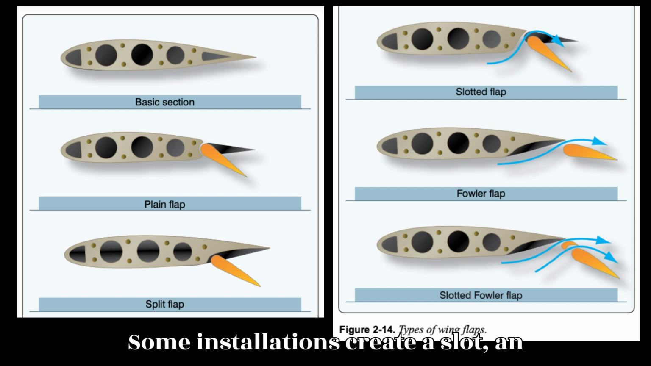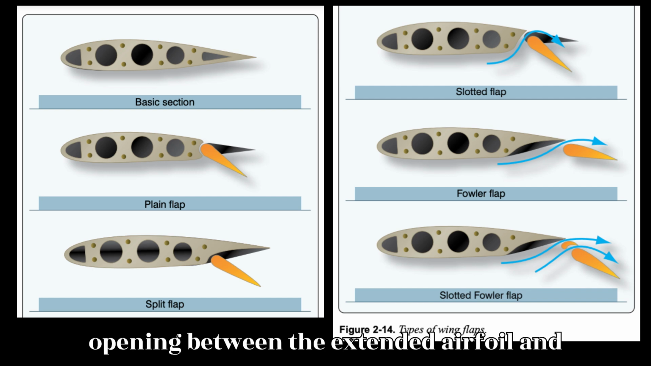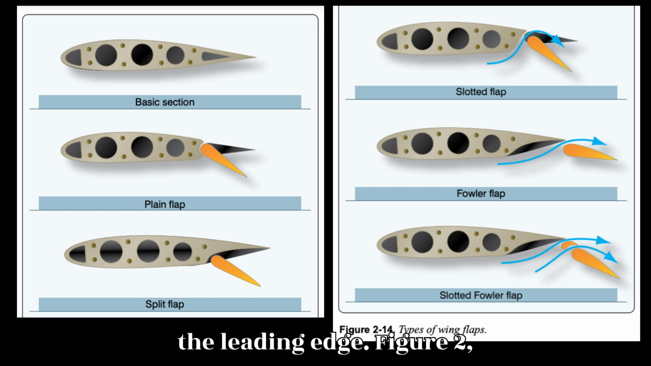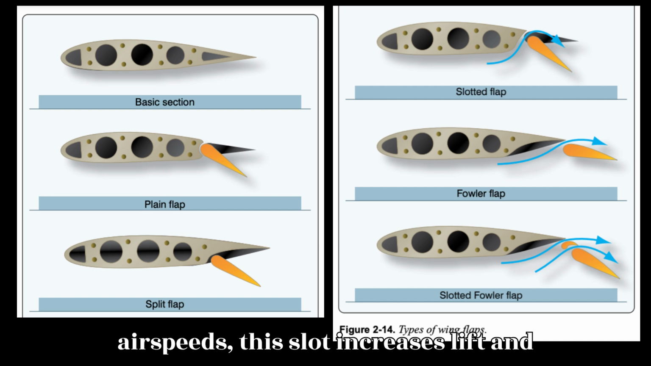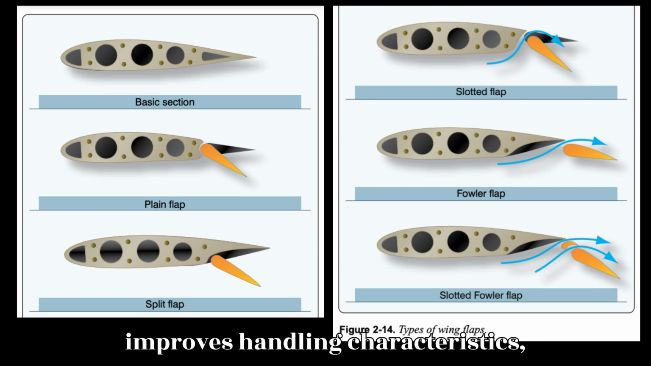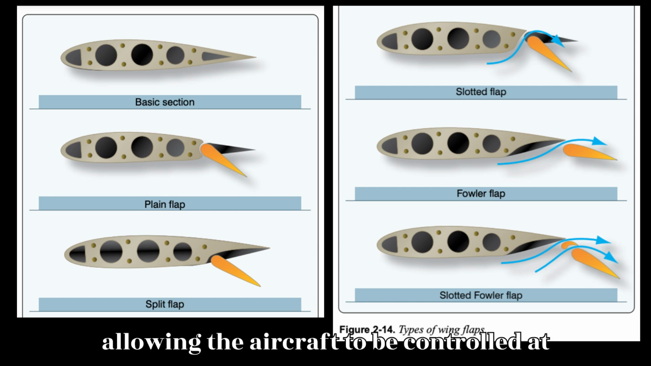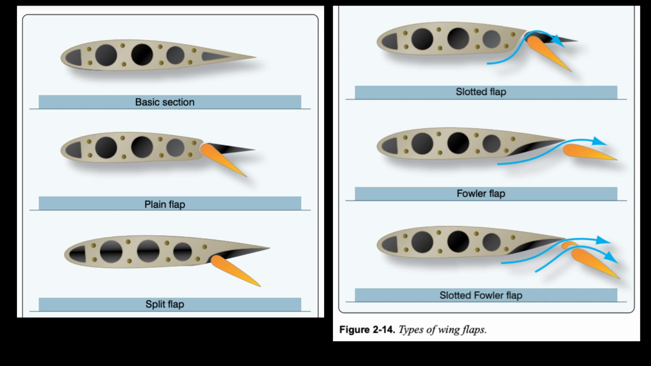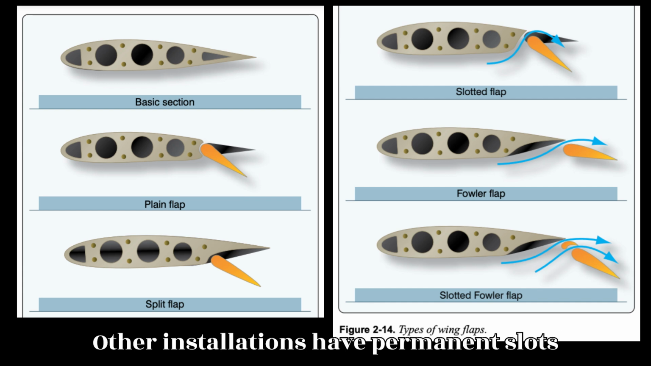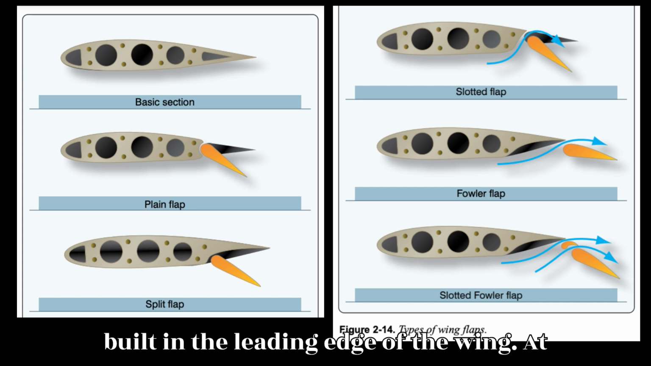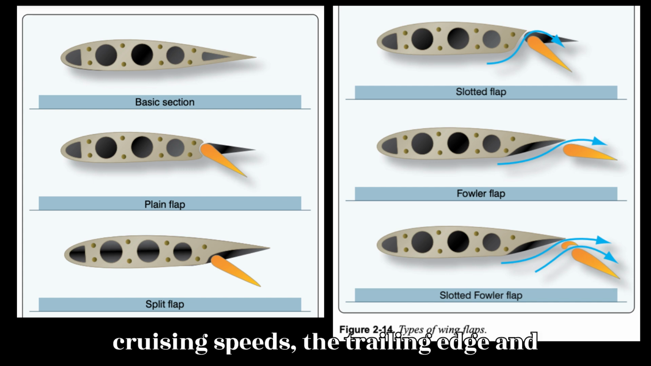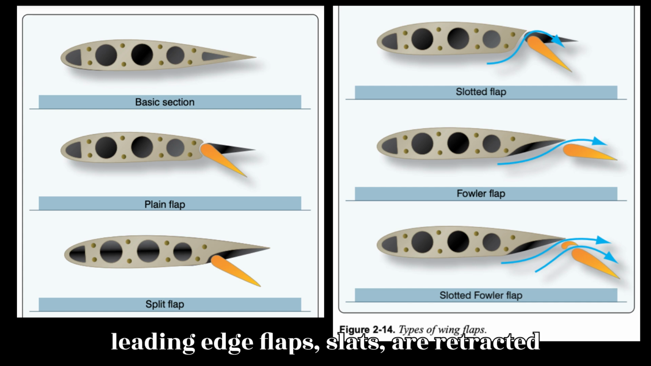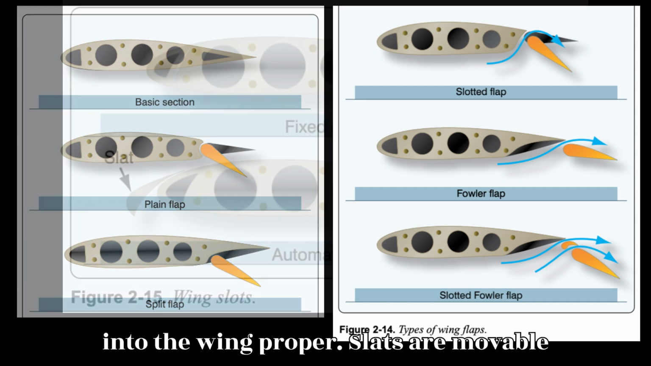Some installations create a slot, an opening between the extended airfoil and the leading edge. Figure 2.14. At low airspeeds, this slot increases lift and improves handling characteristics, allowing the aircraft to be controlled at airspeeds below the normal landing speed. Other installations have permanent slots built in the leading edge of the wing. At cruising speeds, the trailing edge and leading edge flaps, slats, are retracted into the wing proper.